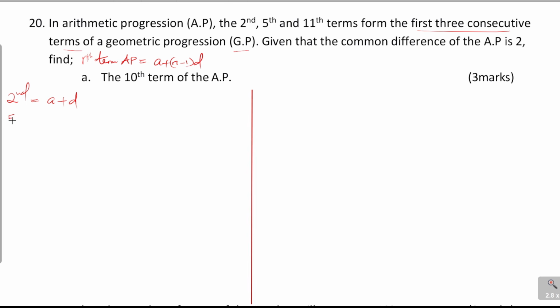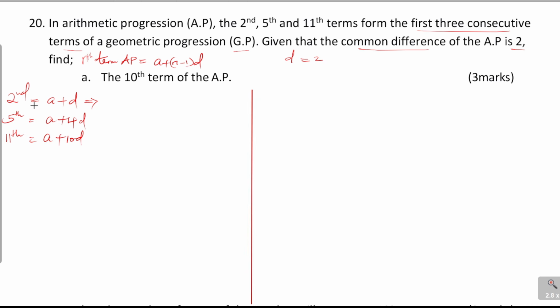The fifth term of an AP is written as a plus, n will be 5, so 5 subtract 1, that will be 4d. And then we have the 11th. The 11th term is a plus, n is 11, so 11 subtract 1, that will be 10d. Now we look at what you're given. You're given that the common difference of the AP is 2. So that means d is equal to 2.